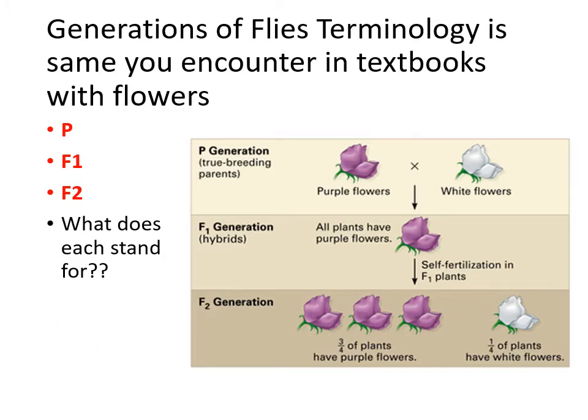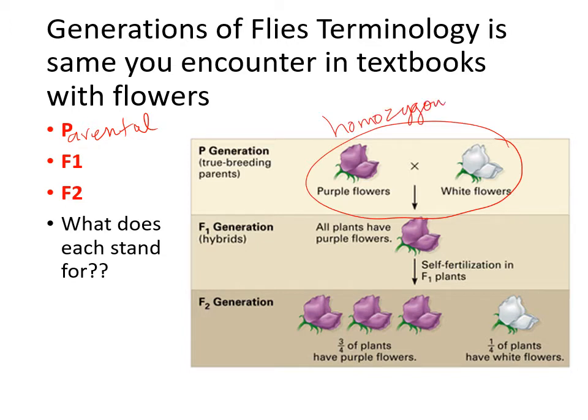Now, when we do any crosses with the fruit flies, you'll hear us say certain terms related to the generations. You have the P generation, the F1, and the F2. So P stands for parental, meaning these are the initial homozygous parents. Which we'll go over with regard to the fruit flies in the next slide.